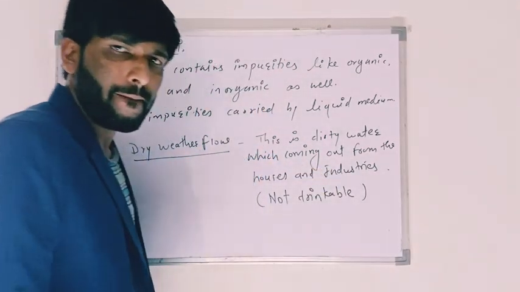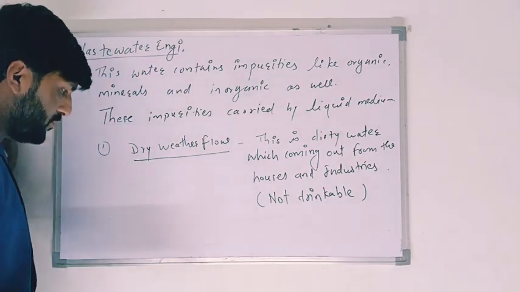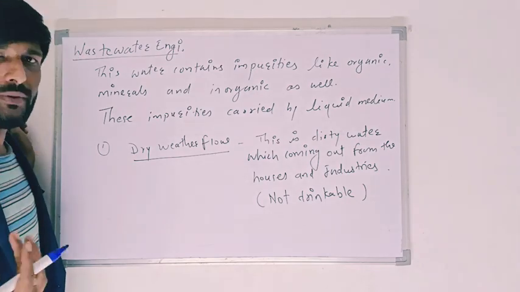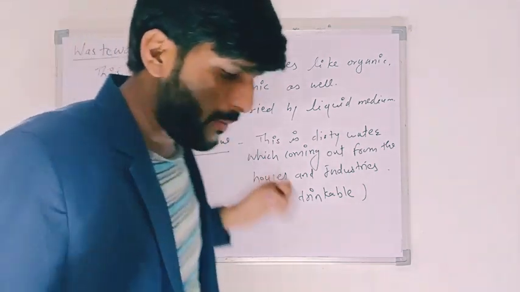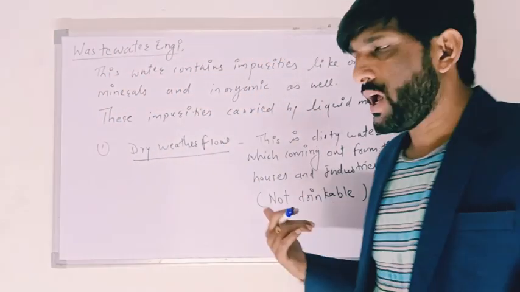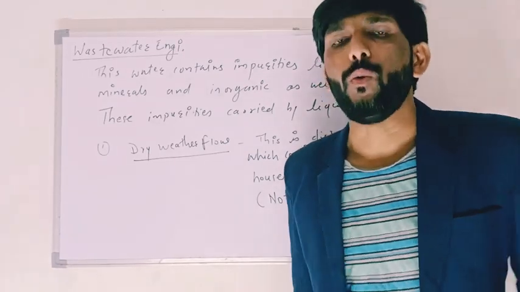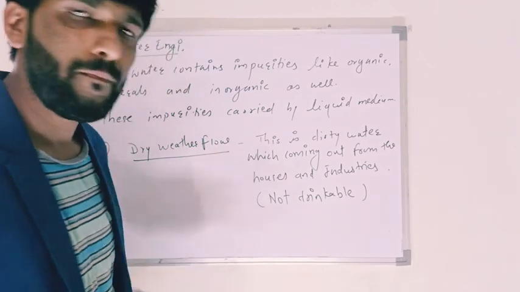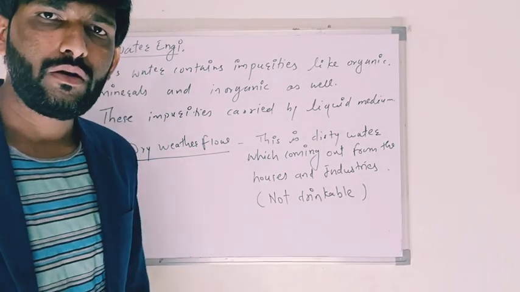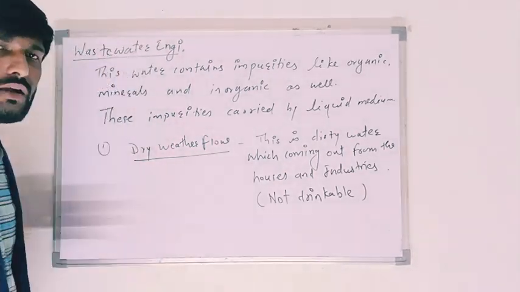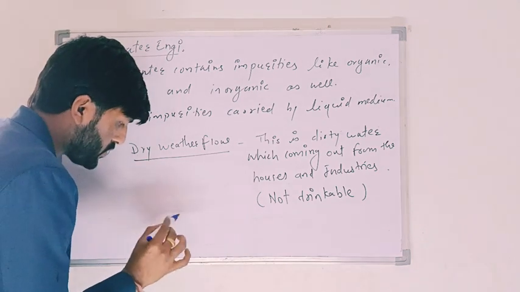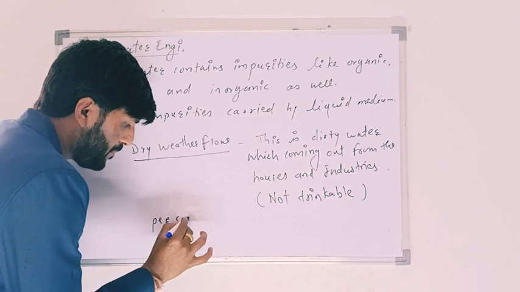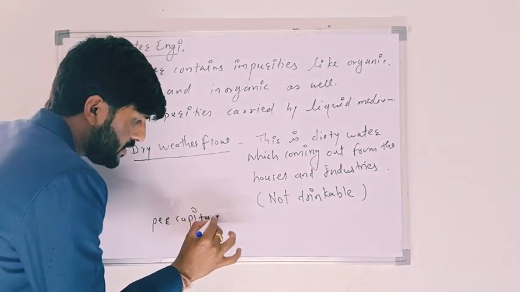Okay, so you have to estimate the dry weather flow amount. How can you estimate, or how can you calculate or measure this dry weather flow amount? Because this is flow and you have to calculate this value. How can you calculate? So first, you have to know the per capita demand.